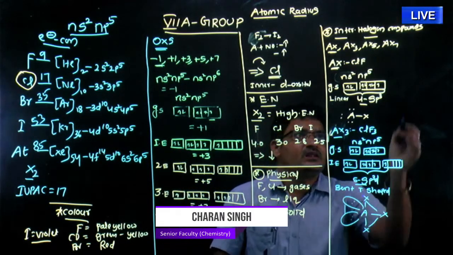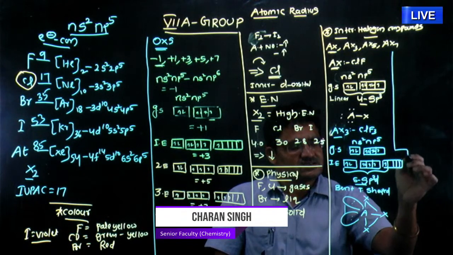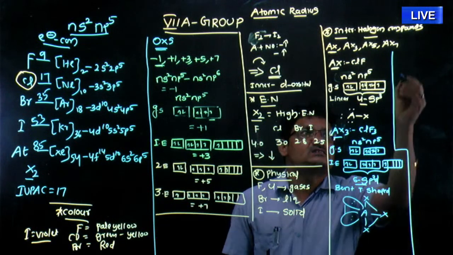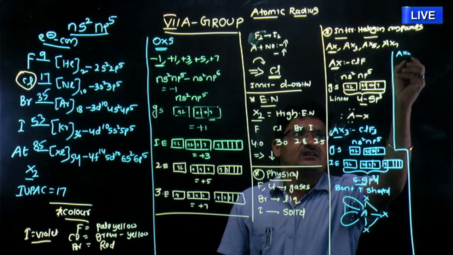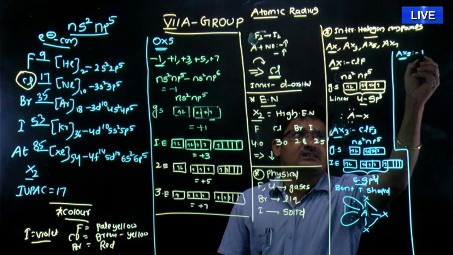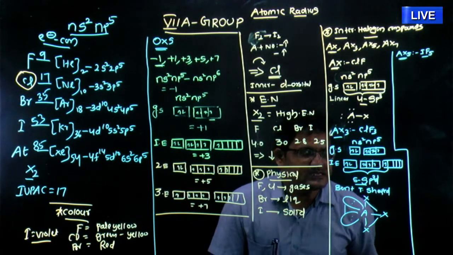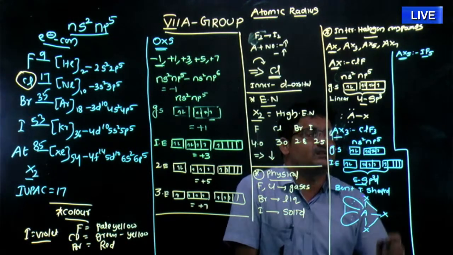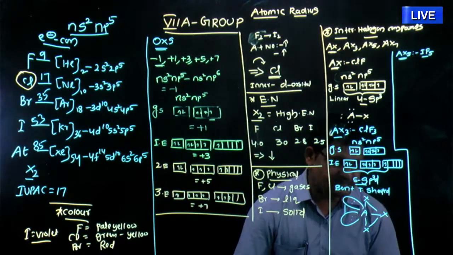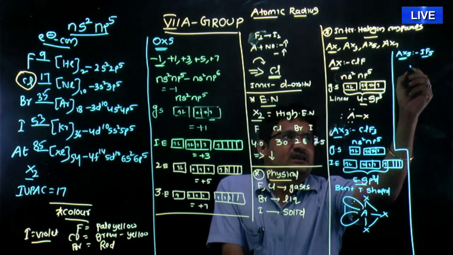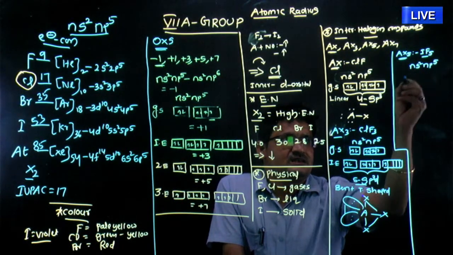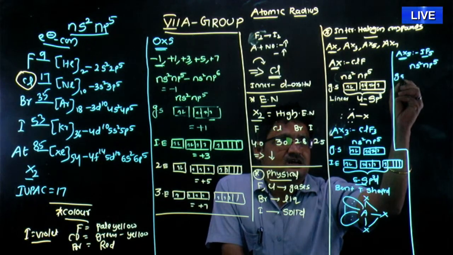The next one is the AX5 type. What is the meaning of this AX5 type? In this AX5, the best example is IF5. First you have to write the ns2 np5 configuration. This is in the ground state.